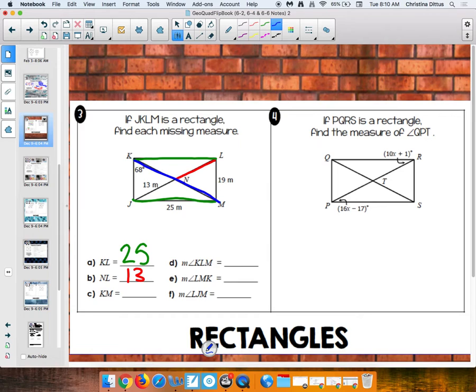26, good. Go, Brendan. I said it's just 13 times 2. Yeah, the diagonals have to be the same, so if this is 13 and this is 13, the whole thing's 26. Okay, how about angle KLM? This angle right here in the corner has to be 90. How about LMK? This little chunk right there. 68. Good. How do we know?